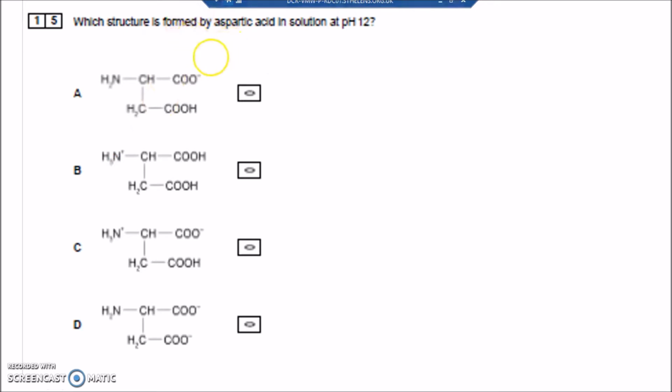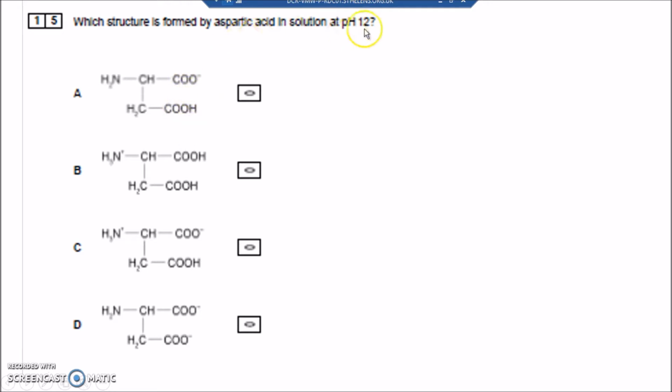Which structure is formed by aspartic acid in a solution at pH 12? Well, pH 12 is basic. A base accepts H pluses, so it's going to remove H pluses from one of these chemicals. It will remove H pluses from the COOH and remove the H plus and leave COO minus. So that's correct. The problem is here that I've got another COOH here which isn't affected.